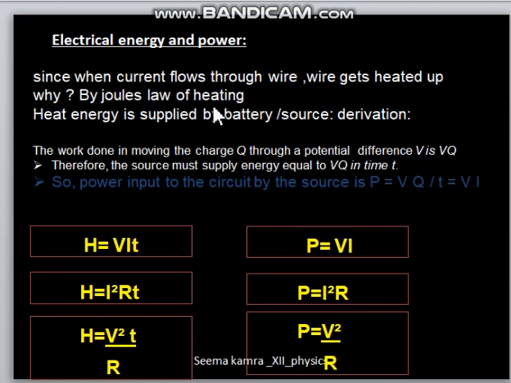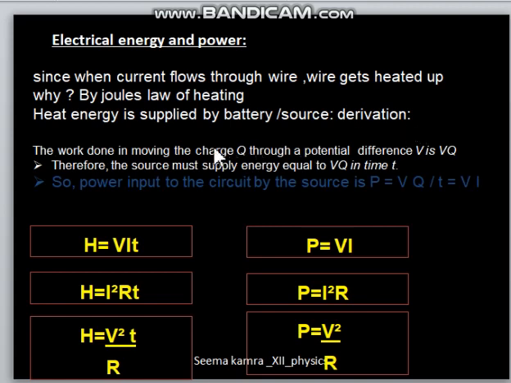But from where does the heat energy come? So the answer is, whatever source is connected to the current, that means the battery, that supplies the heat energy. Okay, so heat energy is supplied by the battery. Now how to get the answer for this heat energy? A small derivation we have. We can apply this logic.